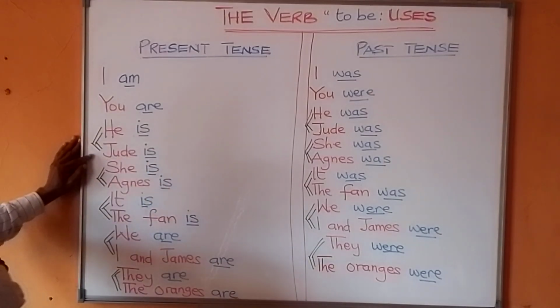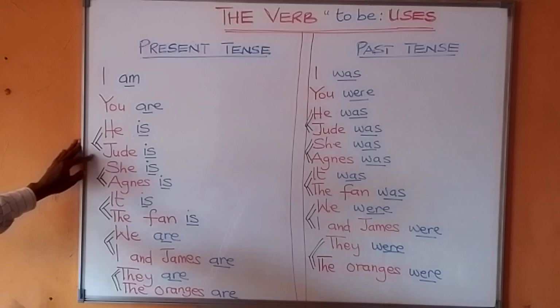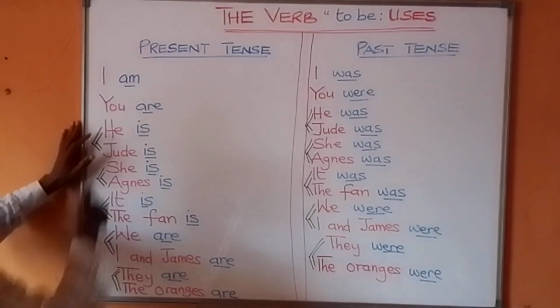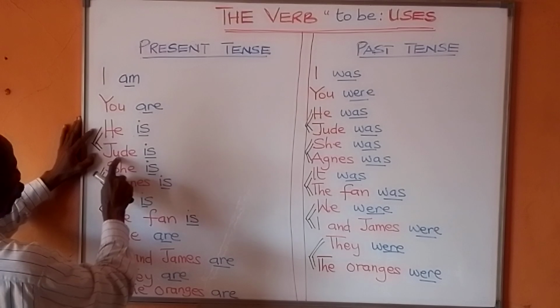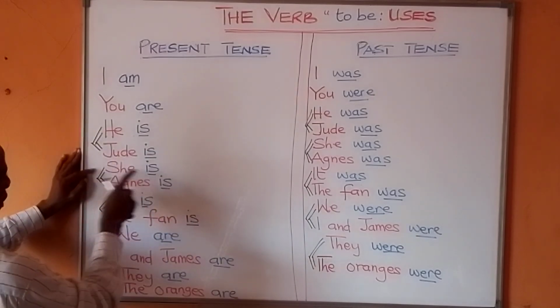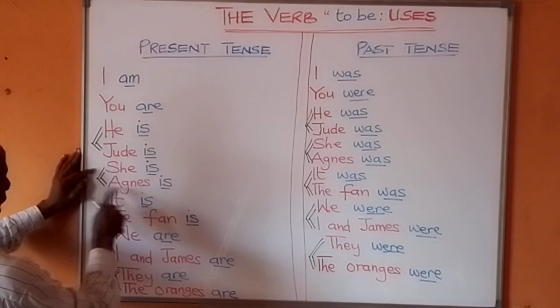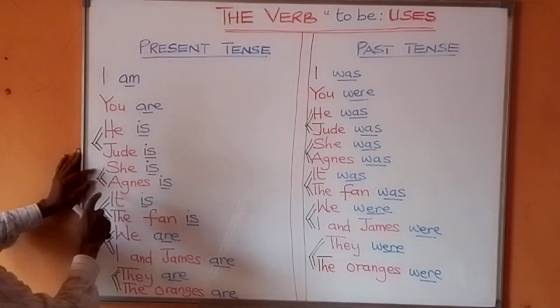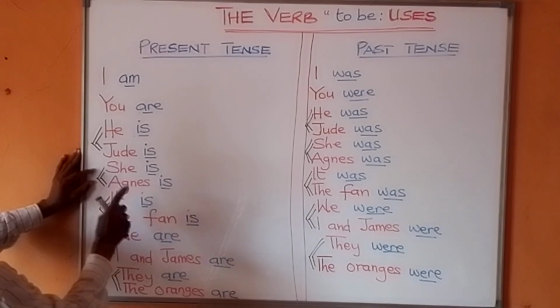He can be Jude, can be Jawara, can be a boy, can be a man. So he is. Jude, that's a man, that's a boy, is. Look at she, is. And she can be Agnes, can be Fatu, can be Ami, can be a girl, can be a woman, can be a lady.